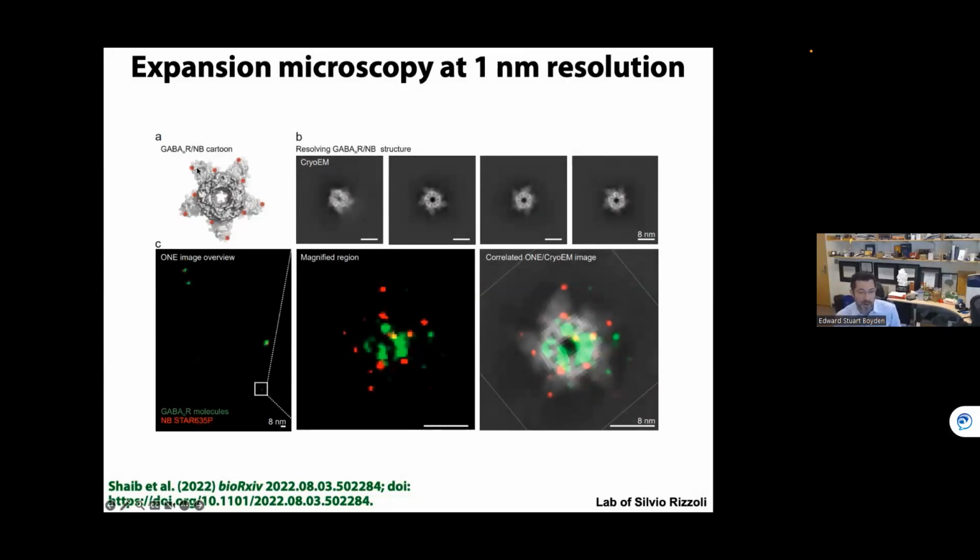So this is some nanobodies on the upper left. The two red dots are fluorophores. In the middle of the slide, you can see the expanded GABA receptor and the five-fold symmetry, and then the overlay in the lower right shows a great registration. So this is very exciting, the idea that this might be getting down to nearly atomic scale in the years to come.